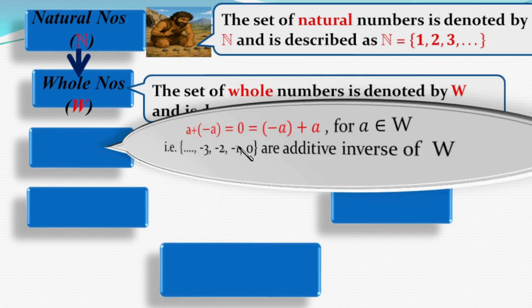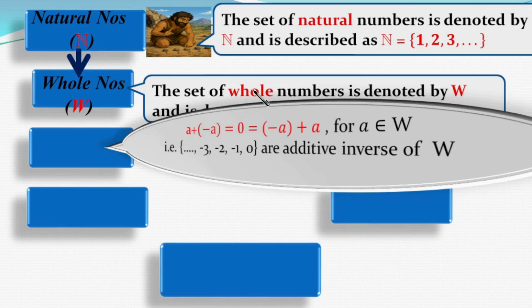So from the problem of gaining or losing, they define the set of additive inverses. So 0 is the additive inverse of 0, minus 1 is the additive inverse of 1. In such a way, they define additive inverse. So in general, for any whole number, a plus minus a is equal to 0. And minus a, we call it the additive inverse of a.